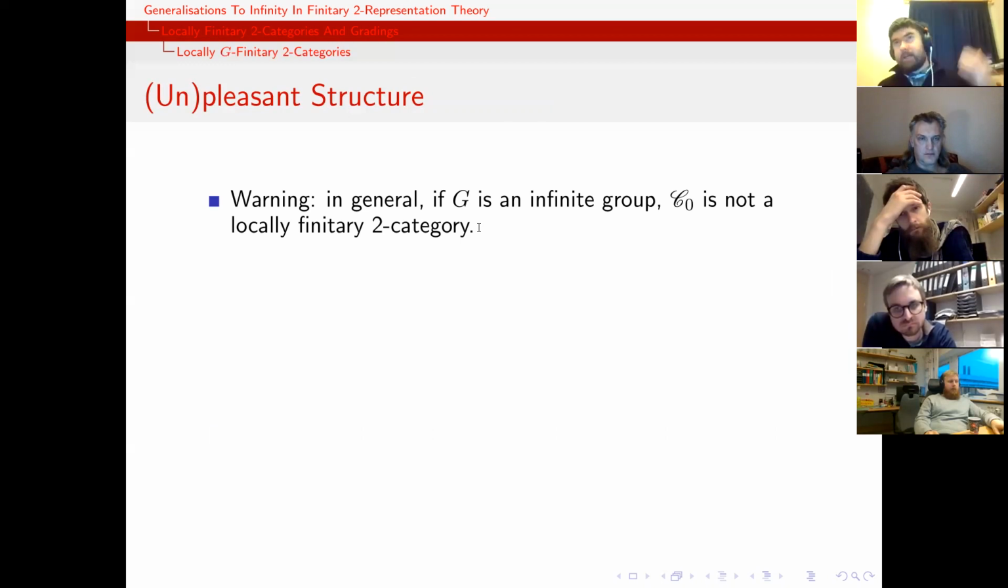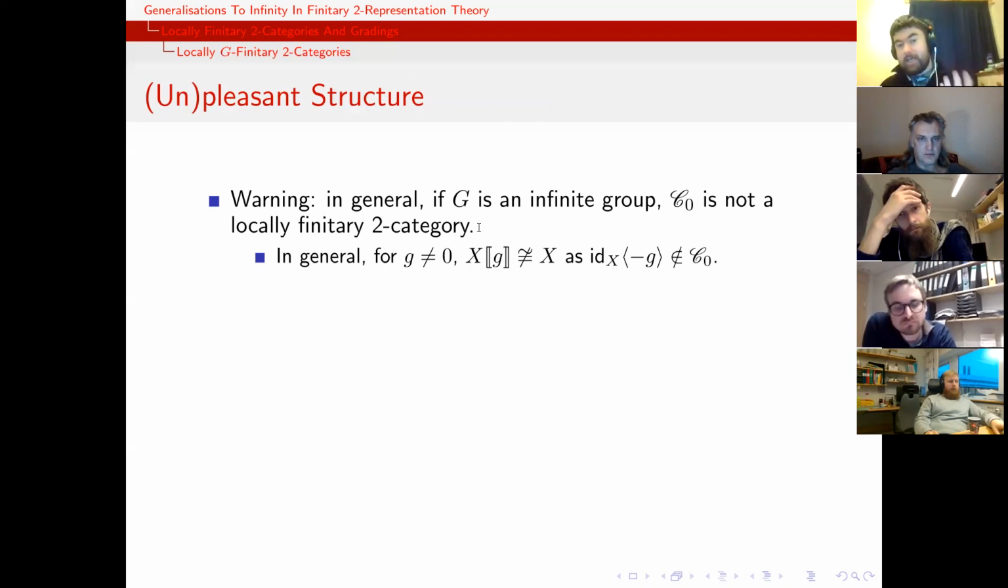You might want it to be because we're kind of forgetting the grading structure on the two morphisms. However, the problem is, in general, for non-zero g in our abelian group, X shifted by g is not isomorphic to X, because the identity will always be taken to be homogeneous of degree zero, because we need composition to respect grading, which means its shift by minus g is not homogeneous of degree zero. It's homogeneous of degree minus g. But in particular, it's not in C0.